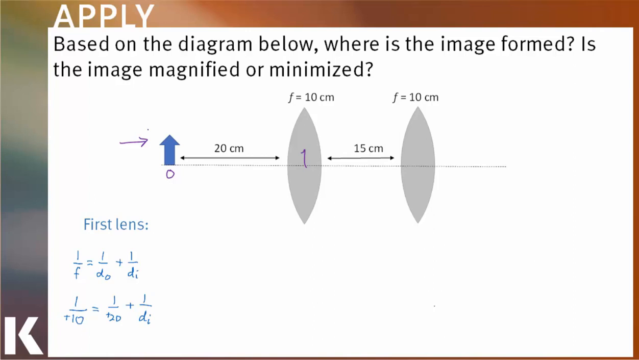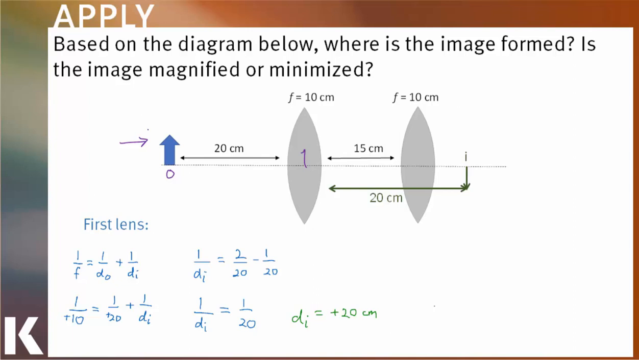And in this system, we have two converging lenses. If you had diverging lenses, make sure to use negative values for the focal length, as that's the sign convention. So once we find a common denominator and simplify, we'll have 1 over the image distance is equal to 1 over 20. Therefore, the image distance for our first lens is 20 centimeters. So if that second lens wasn't in the way, our image would form over here, 20 centimeters away from the first lens.